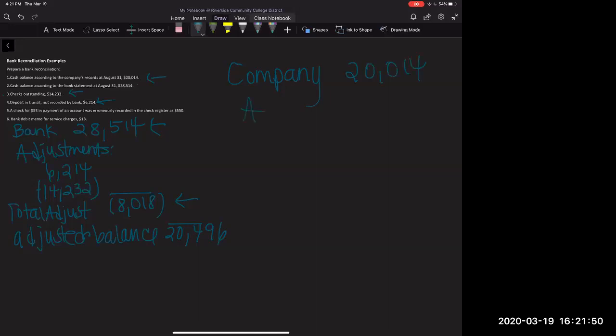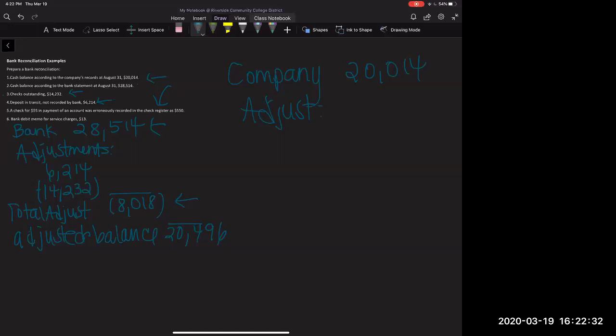All right, so now we're going to add in all of the adjustments that we need to account for. Our first adjustment is to add in any credit memos that have not been recorded, so any notes collected by the bank or some kind of error. As I look through numbers 1 through 6, the only one that fits this is number 5. It says a check for $55 in payment of an account was incorrectly recorded in the check register as $550. That was an error made on our behalf, on the company side.